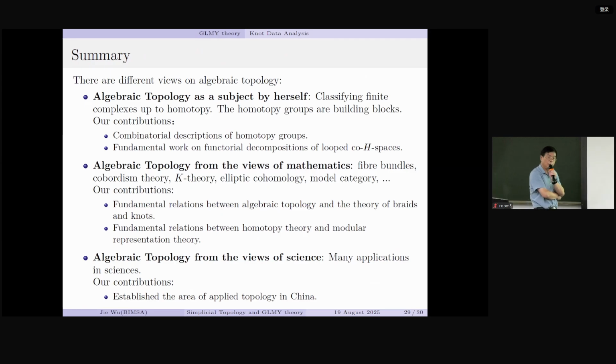Third, algebraic topology should be viewed from the sciences, looking at applications, say in AI and data analysis. From that view, we established the area of applied topology, I think the first in China, and we're developing GLMY theory.